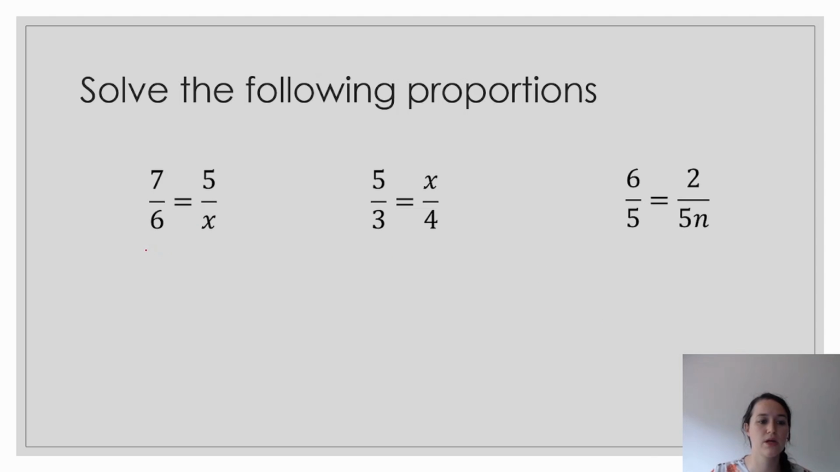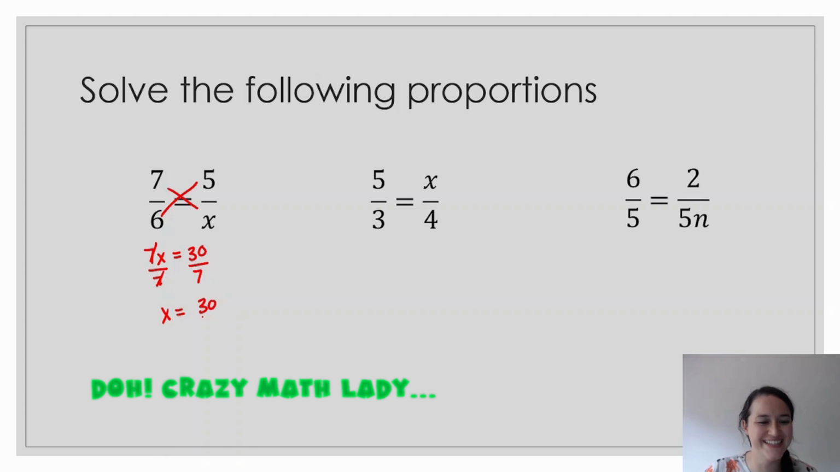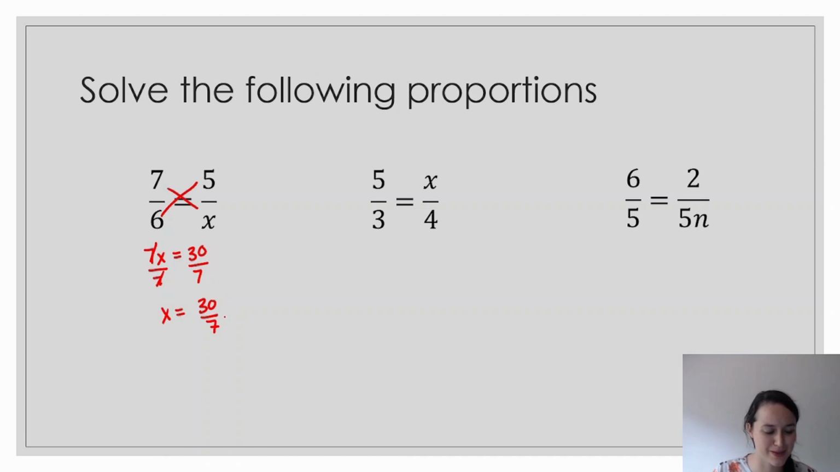Cross product property, I get 7x equals 30. Again, I'm just multiplying these here and then dividing by 7. So x equals 30 over 7, sorry, I was ready to reduce. So x equals 30 over 7. You can leave it like that, or with proportions, sometimes it makes sense to do the decimal equivalent, and that is approximately 4.3. I'm just going to round to a tenth.